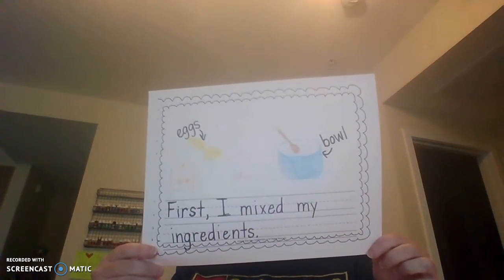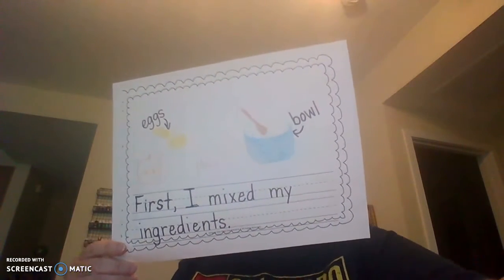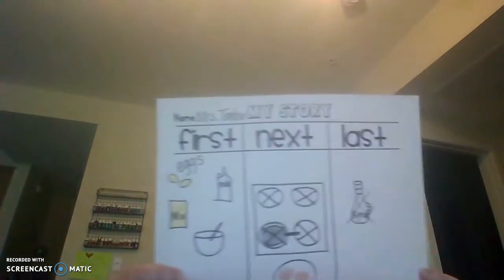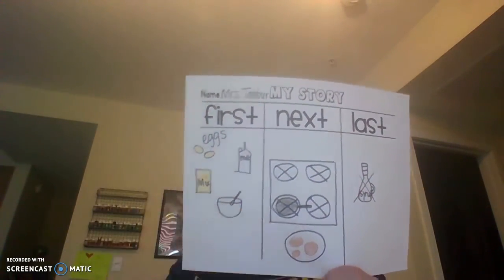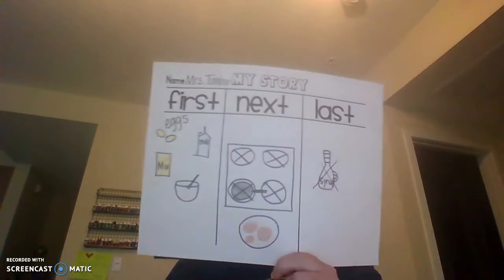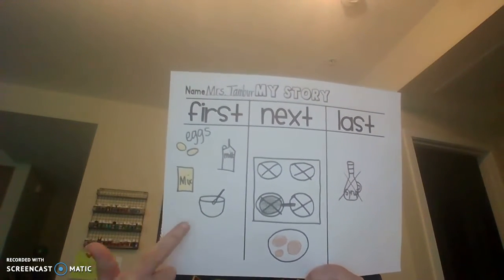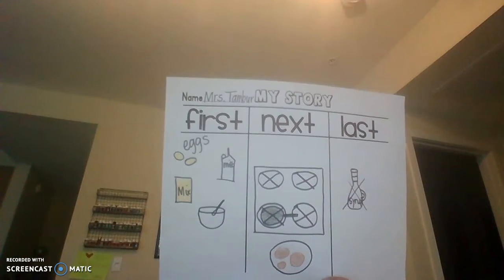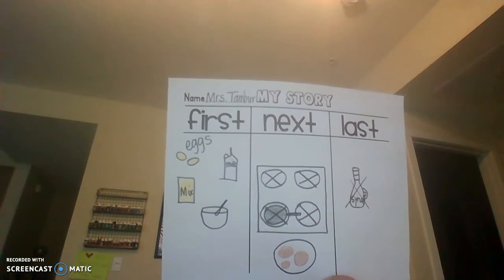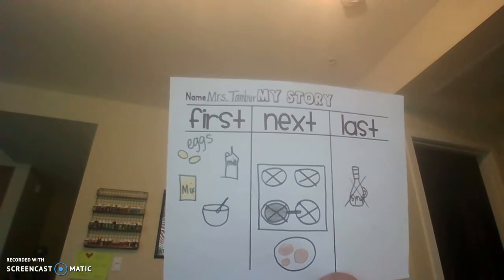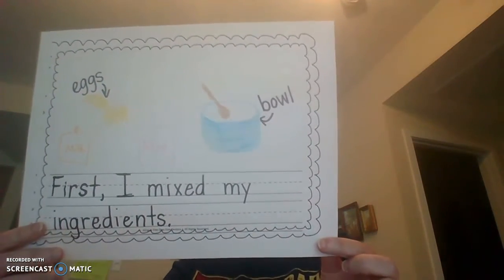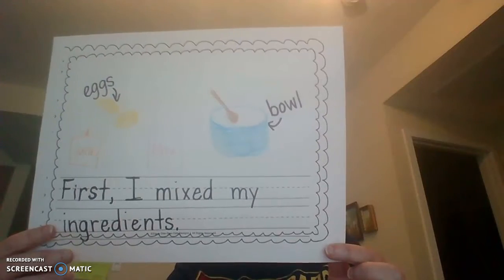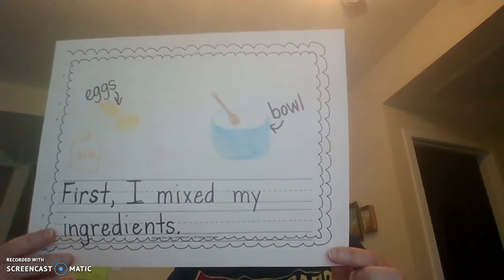I want you to go back to your picture from yesterday, right here. And I want you to just look at your first picture and think about that. What did you do first? That's the only thing you're going to write about today. And I want you to write that first sentence right here. First, I mixed my ingredients. Yours might be similar to mine.